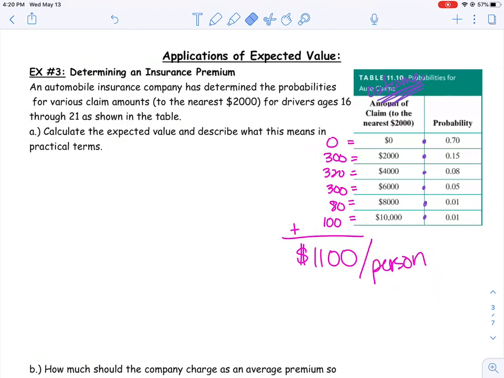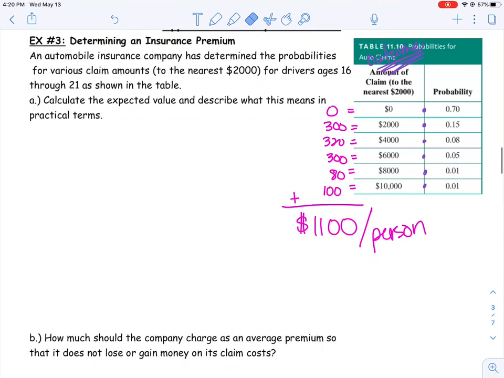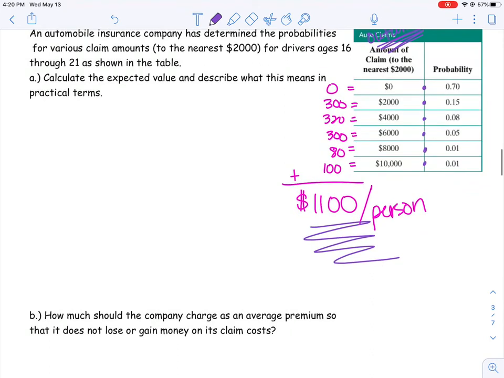So what that's saying is that this insurance company, on average, over the long run, is expected to pay about $1,100 per policy. Now, if you're the owner of this insurance company, what should you then charge your clients so that you don't lose money and that you don't charge them so much that they don't come to your company? Well, that's what this number is, right? You're expected to pay out about $1,100 per person.